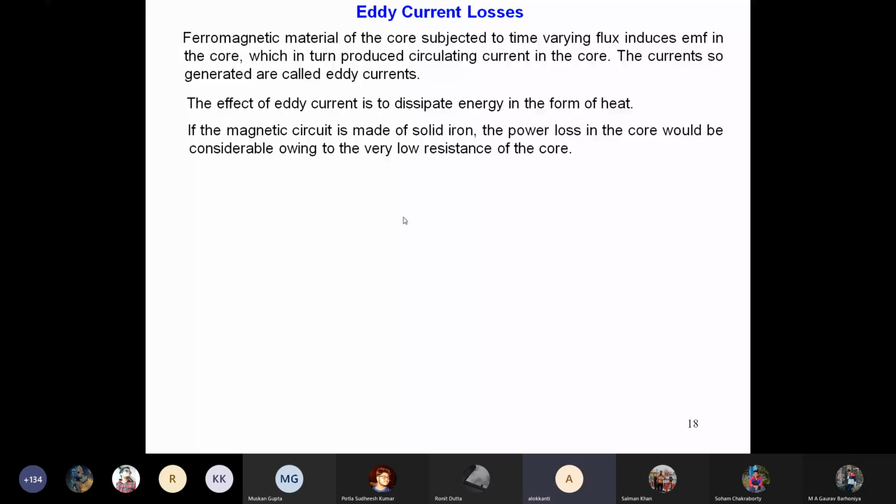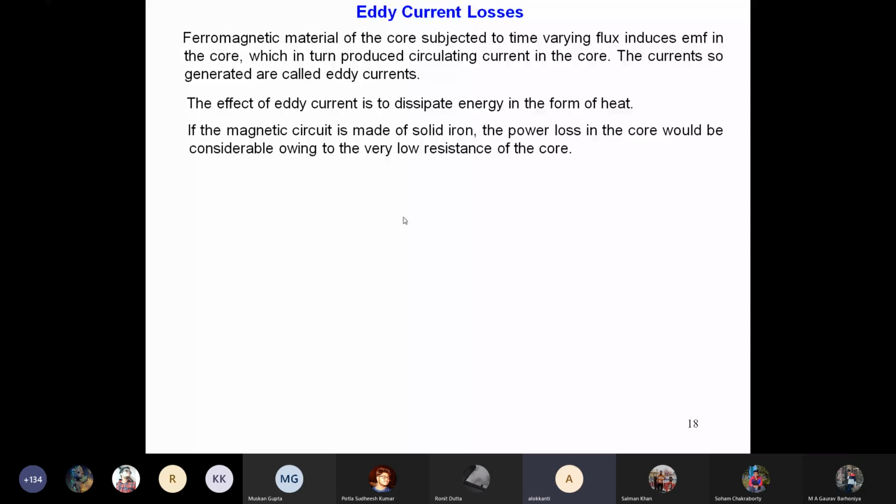One loss we discussed in the previous class was the hysteresis loss, which is due to the simultaneously changing direction of the current. Because of the alternating nature of the current, the flux lines also change, and that gives rise to the hysteresis loss. We saw the hysteresis characteristics, and we showed that the hysteresis loss is proportional to the area enclosed by the curve.